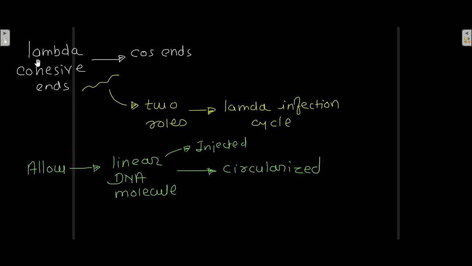These lambda cohesive ends are known as cos ends. Cos ends are just cohesive ends, and they play two roles in the lambda infection cycle. The first role is that these cohesive ends allow the linear DNA molecule which is injected into the cell to be circularized. The linear DNA molecule is able to form a circle because of these cohesive ends.